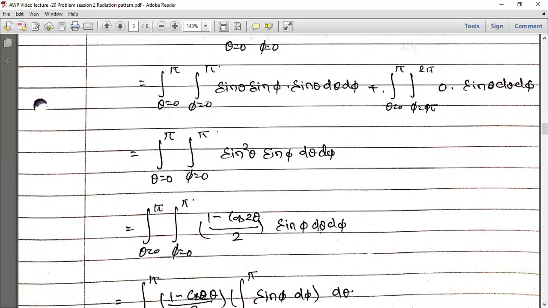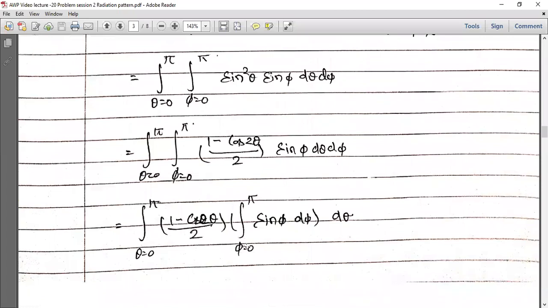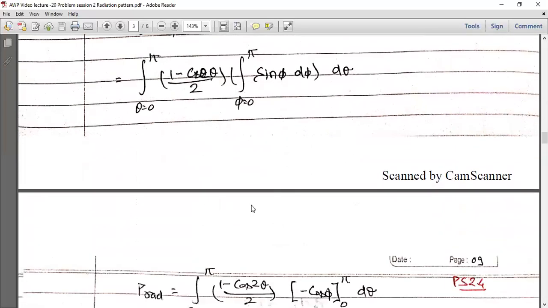integrating with respect to one variable, the other variable is considered as constant. So when we first perform the integration with respect to phi, the theta dependent terms will work as constant with respect to phi. So (1 minus cos 2 theta) by 2 is considered as constant and comes out of the integration. When you perform integration of sine phi with respect to phi, the integration will equal 2.